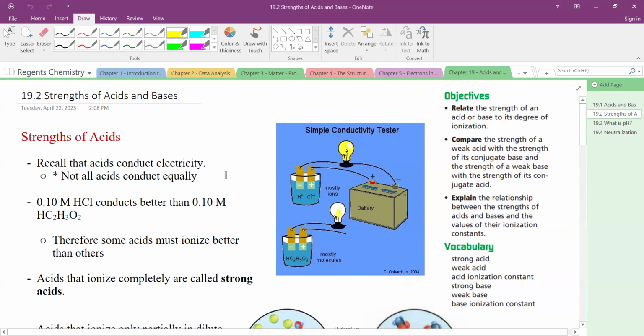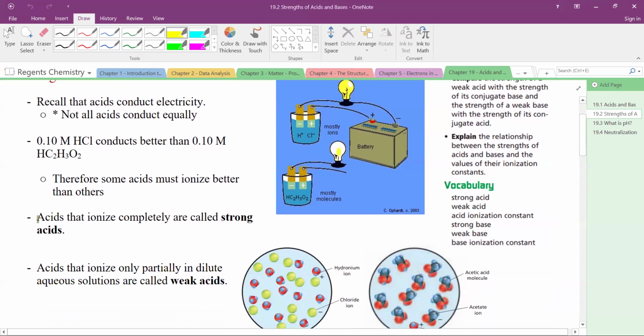So that tells us that those two substances, the hydrochloric acid and the vinegar, are not producing the same amount of ions in solution. And so one acid must be producing more ions. Hydrochloric acid, in fact, is producing more ions, right? And we said, therefore, some acids must ionize better than others. Well, the result is that some acids, which can completely ionize, are called strong acids, right? Again, acids that can completely ionize are called strong acids. And HCl is a strong acid.